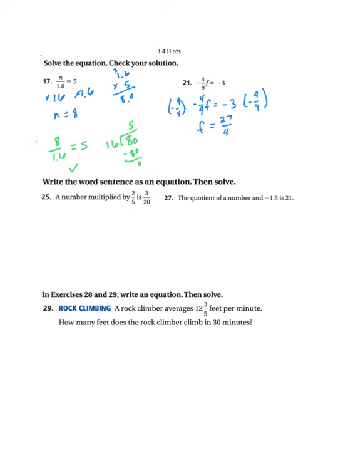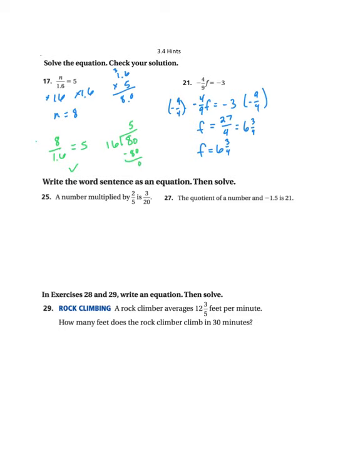27/4, which I can simplify to 6 and 3/4. 4 times 6 is 24. There's 3 left over. So f equals 6 and 3/4.